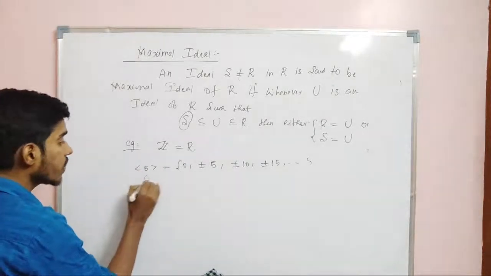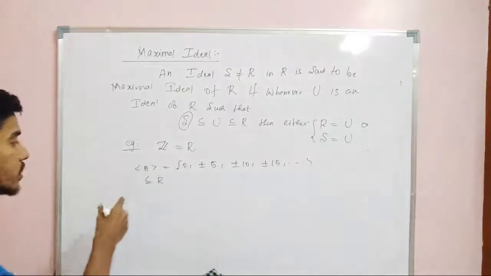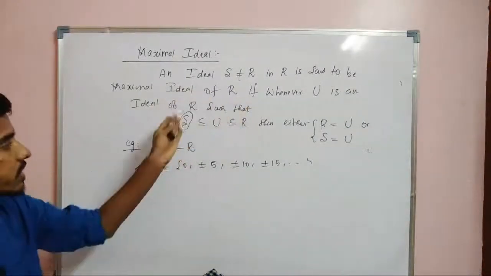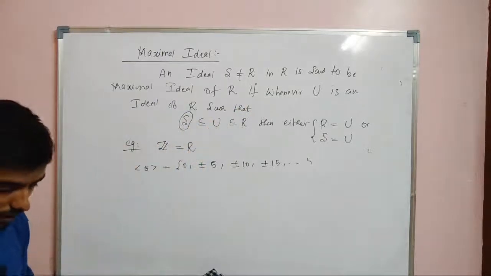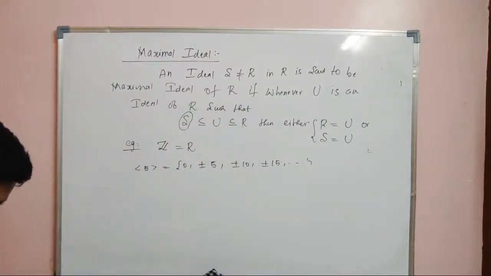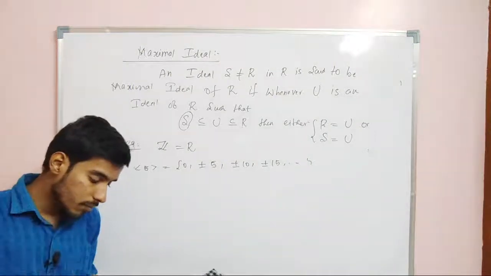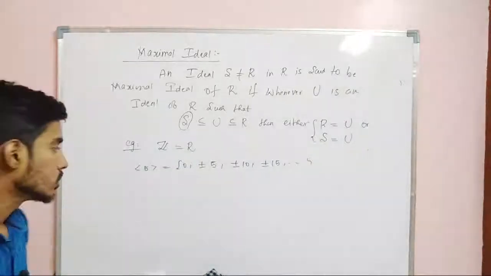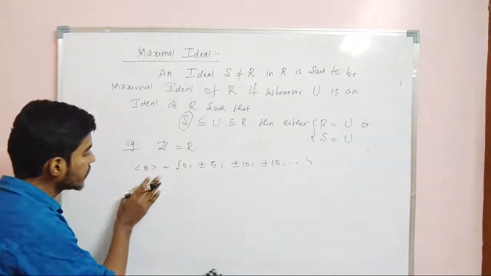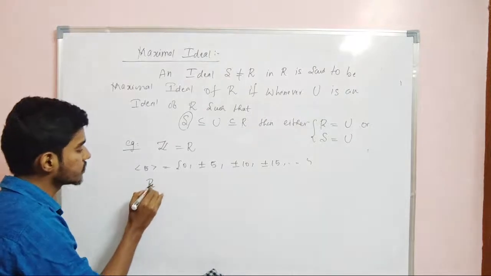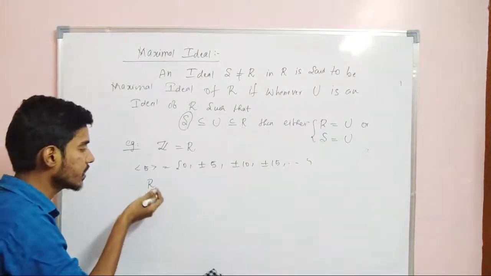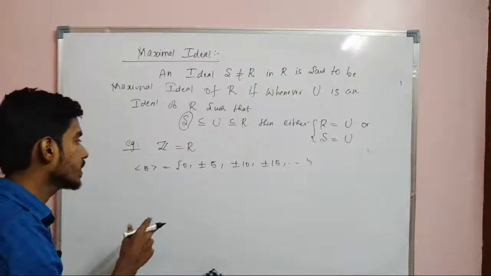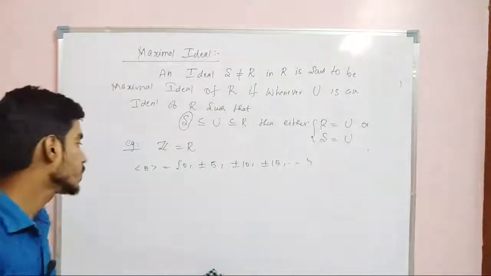But this is contained in R, right? If there is an ideal, then this has to be satisfied. If there is no proper ideal which contains it, then 5 is a maximal ideal since the only proper ideal containing 5 is I itself, right? So the only ideal containing this is R. If there is no proper ideal that contains 5, then it will be a maximal ideal, right?